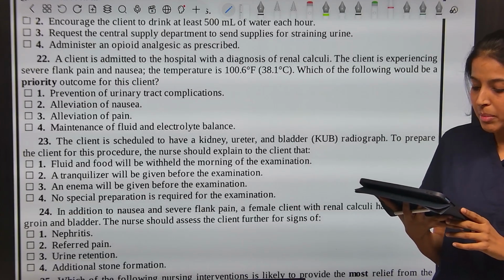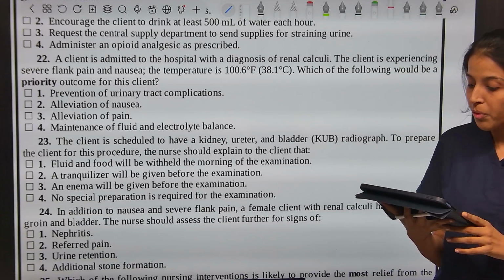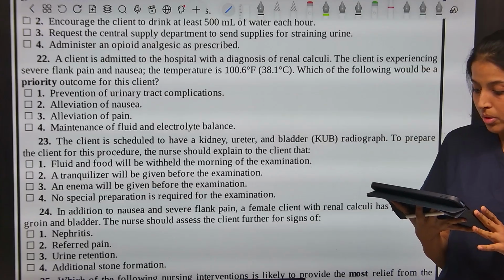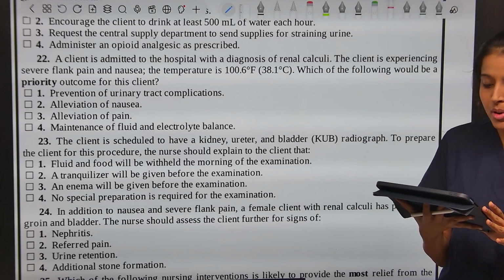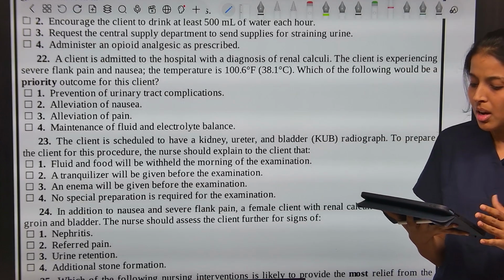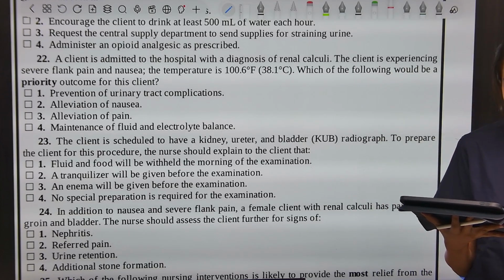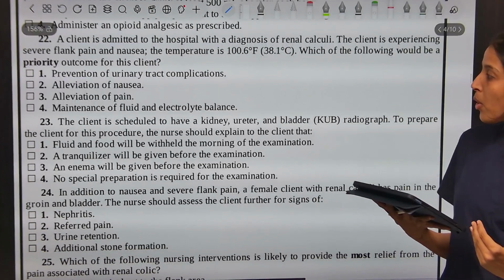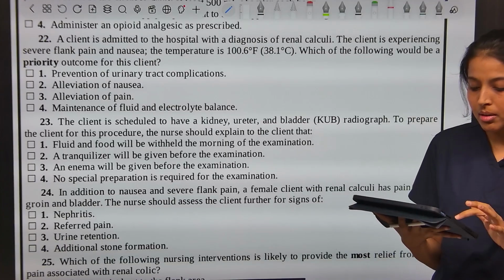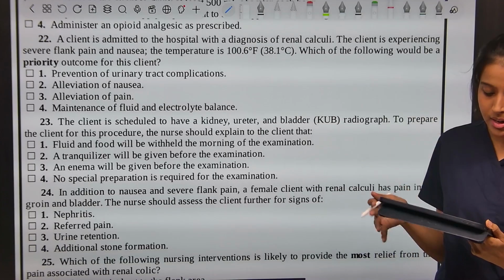A client is admitted to the hospital with a diagnosis of renal calculi, that is renal stone. The client is experiencing severe flank pain and nausea. Temperature is 100.6 Fahrenheit. Which of the following would be priority outcome for the client? Here are the four options. You can check the option and take the right answer.